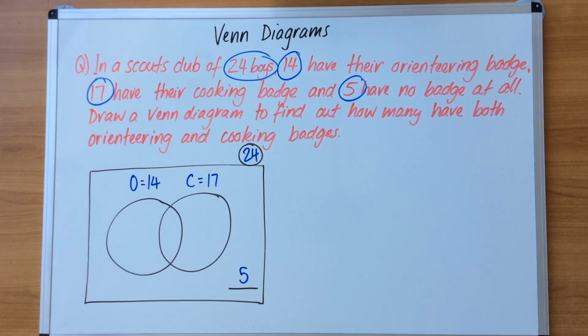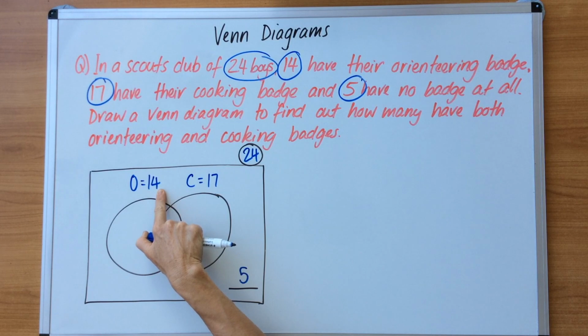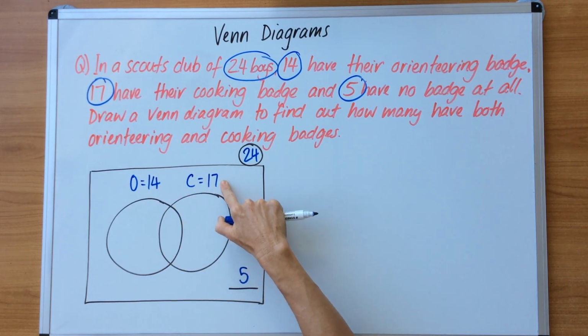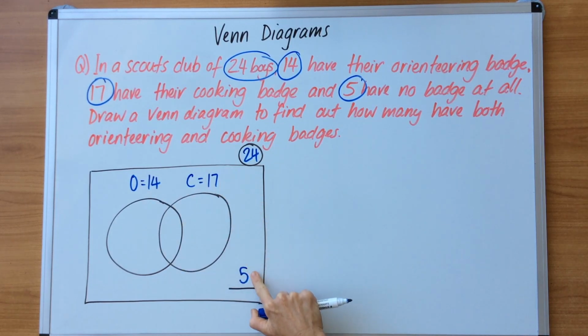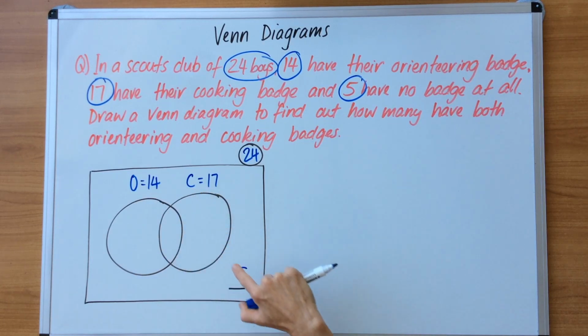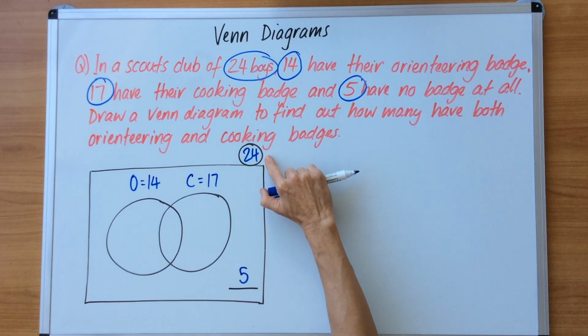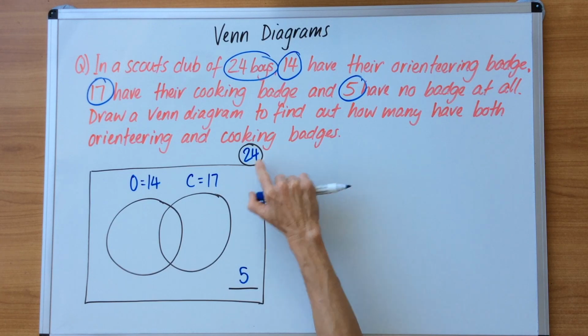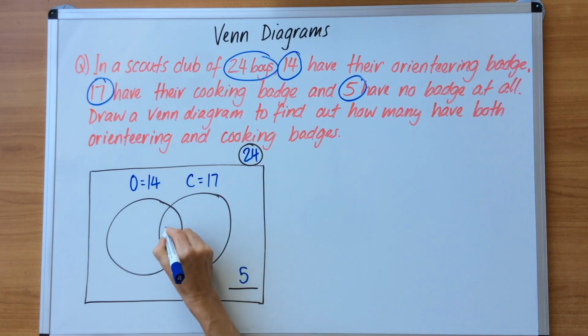So in order to find this out, both orienteering and cooking badge, I have to go 14 plus 17 plus 5 equals 36. So I'll repeat that again. I add up all the orienteering badges and the cooking badges and those that have no badge at all, and I get the number 36. From there I go 36 minus 24 and I get 12.